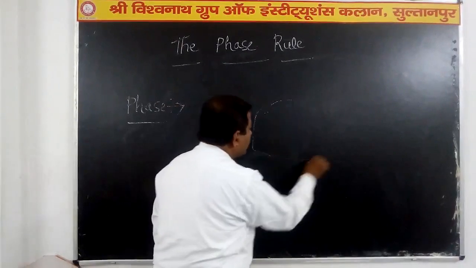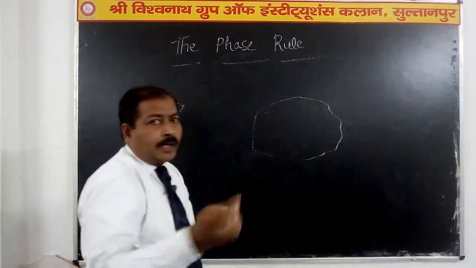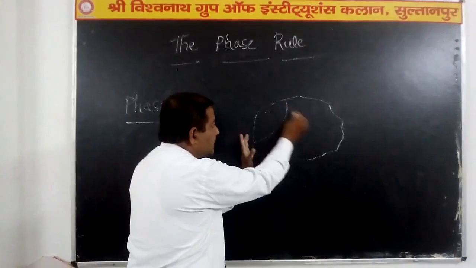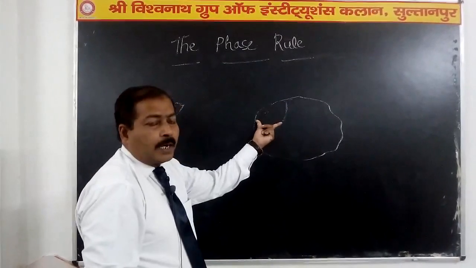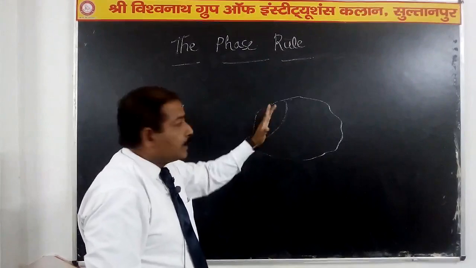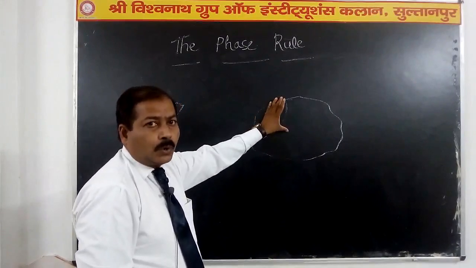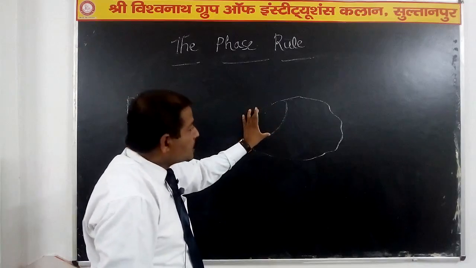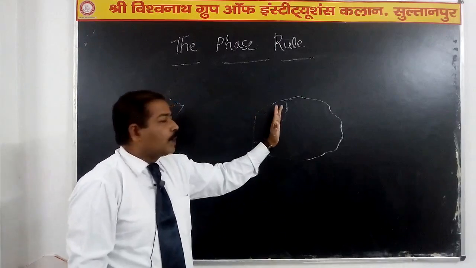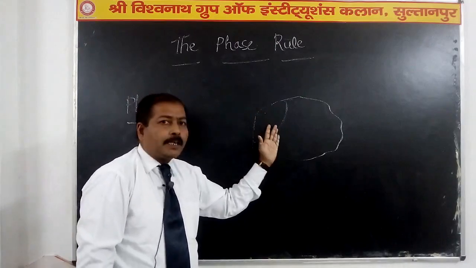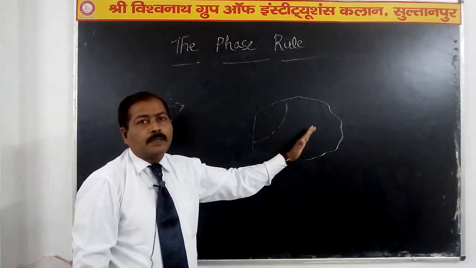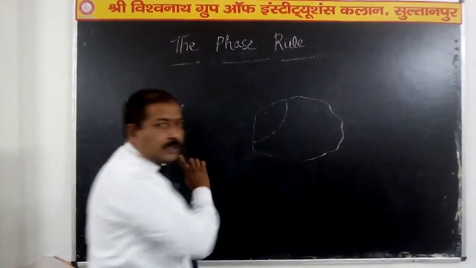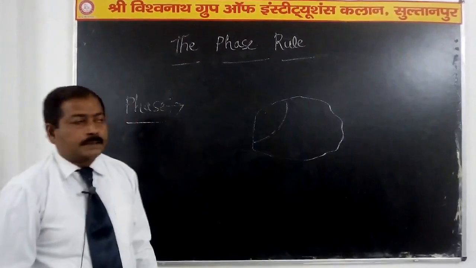Suppose this is any heterogeneous system, and when we consider any single part of the heterogeneous system, this part would be uniform throughout. Uniform throughout means this part would be homogeneous, having uniform composition, and this part would be separated from the other part of the system by a boundary surface. This part is called the phase.